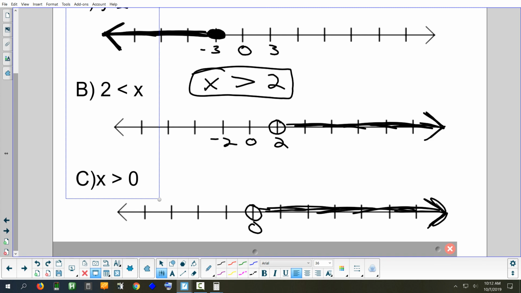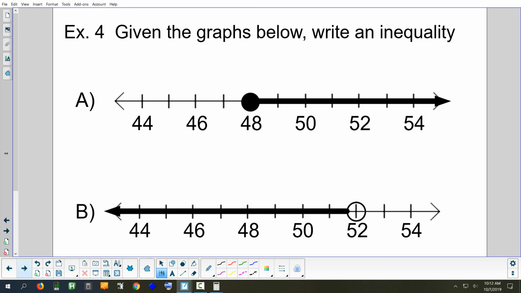Okay, so that's one where I give you the inequality, you tell me the graph. Let's try this one. So now, I'm going to give you the graph, and I want you to tell me the inequality.